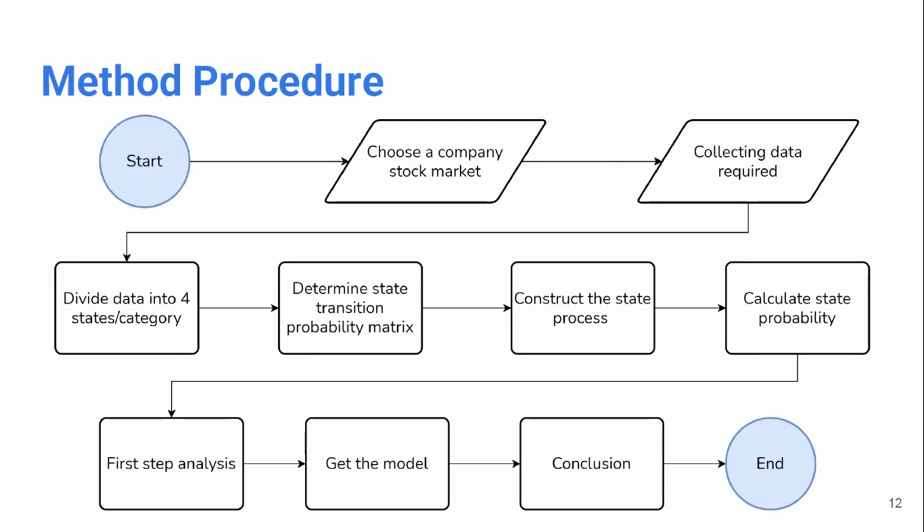Here, I conclude the procedure of the methods. It starts from choosing the company stock market, that is PT Sampoerna, and collecting the data required. Then the stock market price is divided into 4 states or categories, and then we determine the state transition probability matrix, construct the state process, and then calculate the state probability. By that, we conduct first step analysis and get the model, and after that, we get the conclusion.